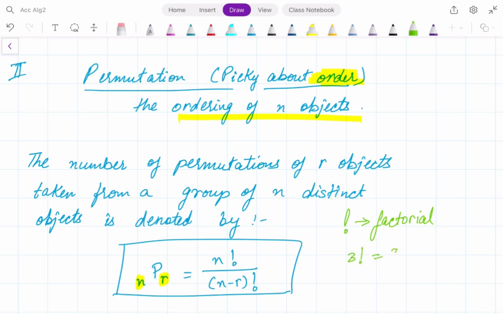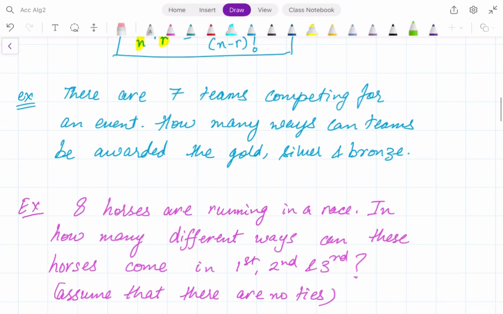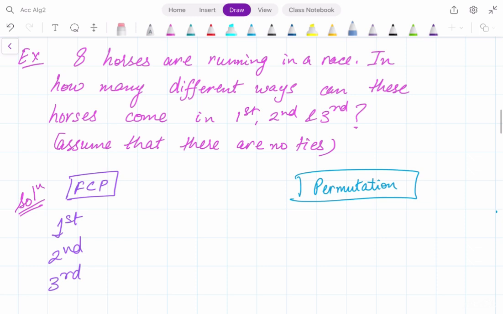Just a quick recap. If I have to find 3 factorial, it is nothing but 3 times 2 times 1. So the number and the numbers preceding it multiplied together. The possible type of questions can be like this. There are 7 teams competing for an event. How many ways can teams be awarded gold, silver, and bronze? To award gold, silver, and bronze, we need an order. If you're getting gold, that person is not getting silver or bronze, right? So the order is important.